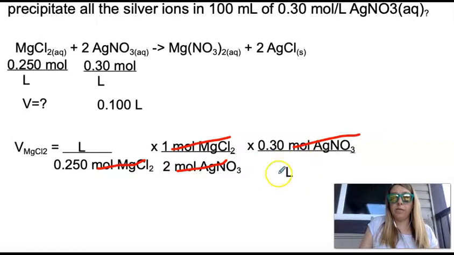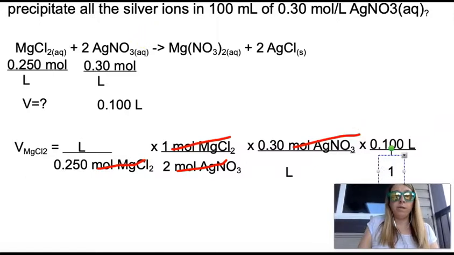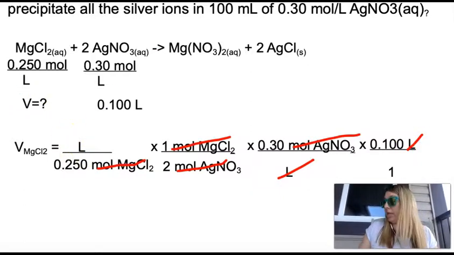Last thing we need to get rid of is this, right? Because all we want left is this liters here. If I stop now, I might actually cancel out liters and then I have no units left, which is definitely not what I want. Okay, so to get rid of the liters of AgNO3, we will use the volume of AgNO3. So 0.100 liters. Just put that over 1. Now we can eliminate that last unit. All we're left with is our desired unit, which is this one up here.